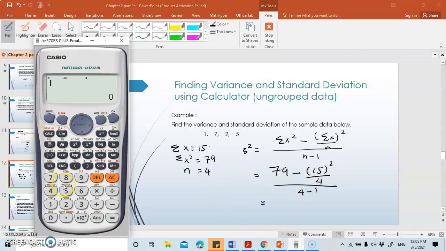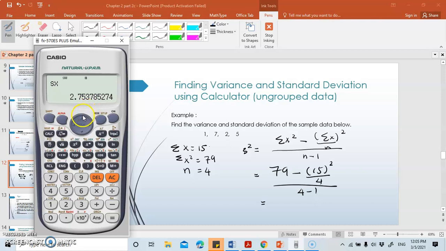Press Shift again and then stat number 1 and then press number 4. You have 4 options. Option number 1 is for the number of observation. Option number 2 is for the value of mean. Option number 3 is the value of the standard deviation of population. Option number 4 is the sample standard deviation. So number 3 is the population standard deviation, number 4 is the sample standard deviation. So press number 4. So this is the value of standard deviation.